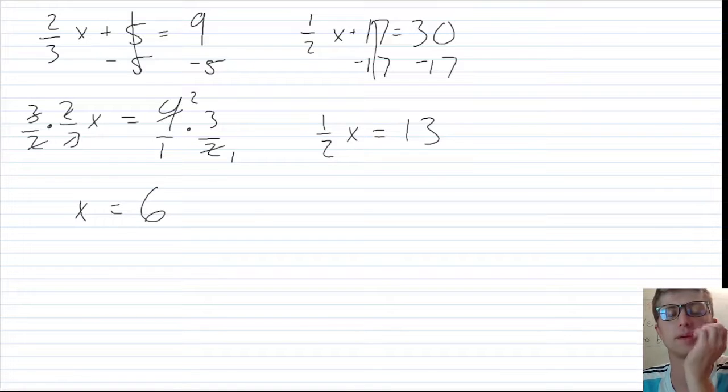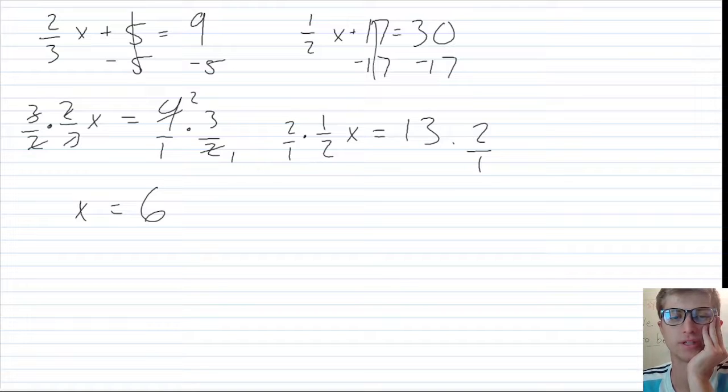X is being multiplied by 1/2. What's the opposite of multiplying by 1/2? Multiplying by the reciprocal. Flip the fraction, 2 over 1. What we do to one side, we'll do to the other. 2 over 1 is the same as multiplying by 2. We're left with x on the left, and then 13 times 2 is 26.